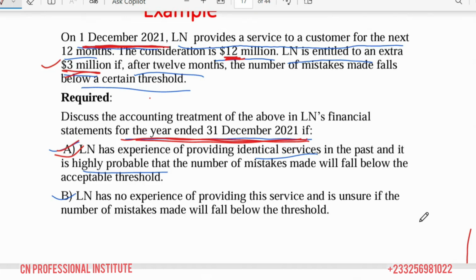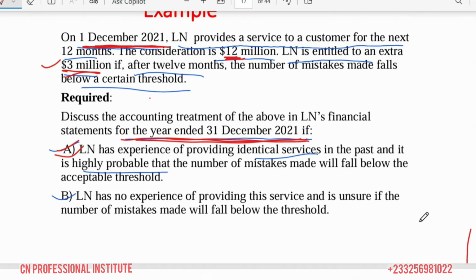So if you look at this question, we said 12 million is the fixed consideration, 3 million is the variable consideration, right? Which is depending on the number of mistakes. That one we said for A, they are certain that they will meet the conditions so they can record revenue. Are you following? Now, one thing we should know is that this is a service, and it is likely that the performance obligation will happen over time. As I said, it will not happen at a point in time. The service will not be done just today and then that's it. It will happen over time. So they'll be doing it along, for the next 12 months.